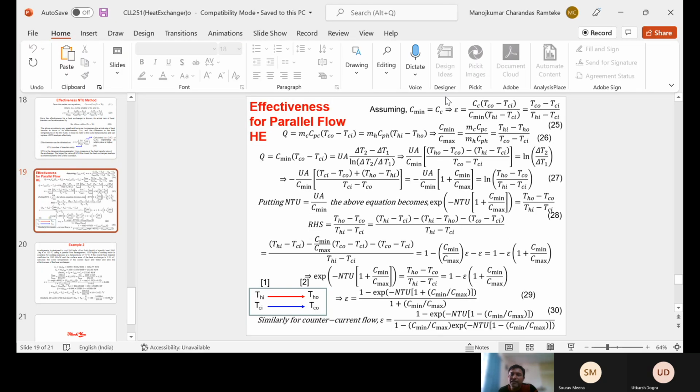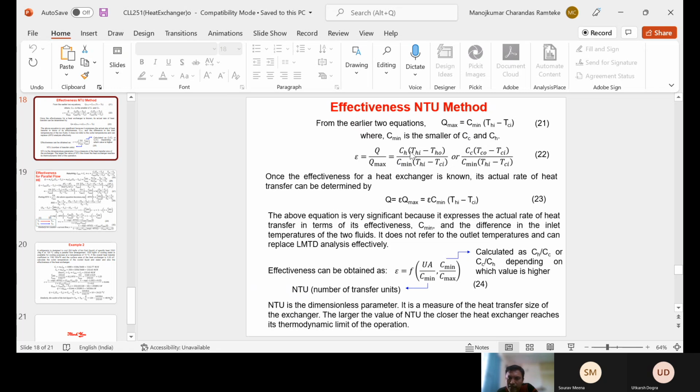So in this case we can assume Cmin as CC or you can assume CH, both. You will get the same expression. But let's start with Cmin as just CC. So epsilon is given by what? CC (TCO minus TCI) divided by Cmin (THI minus TCI). That's what we have written here, isn't it? This is the same equation I am writing. Is my slides visible?